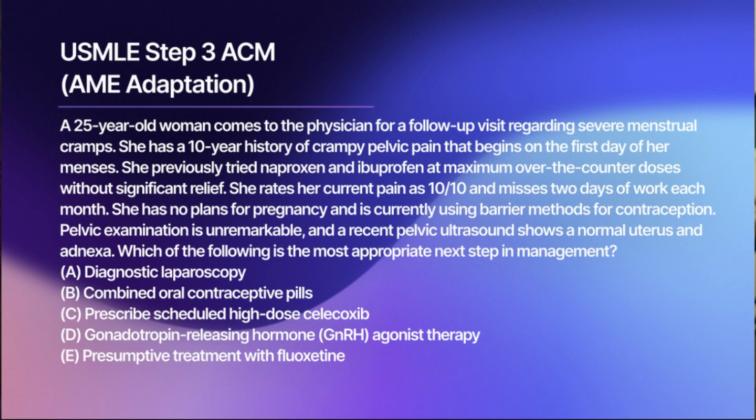She previously tried naproxen and ibuprofen. Stop right there. Yes. Again, they're already telling us that they've tried the initial treatment. Look at that. And we got a 10-year history. And this is happening every time the patient has their menses. And now it's severe, almost like an acute exacerbation of a chronic condition. And somebody needs to assess it because this has been going on for a long time.